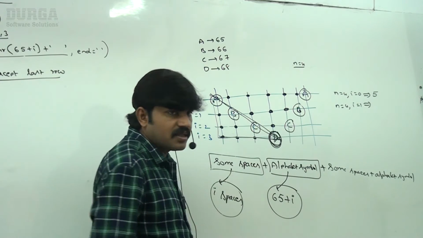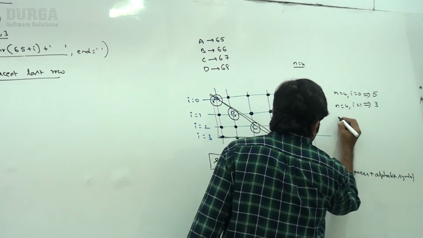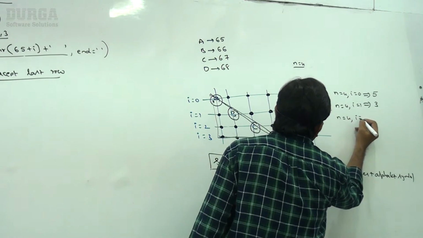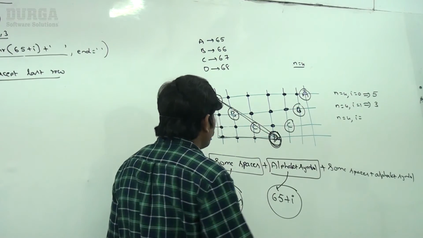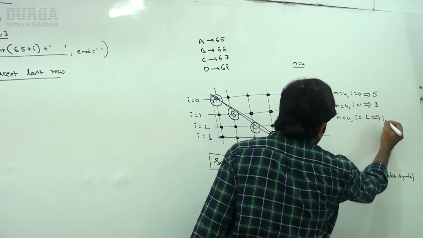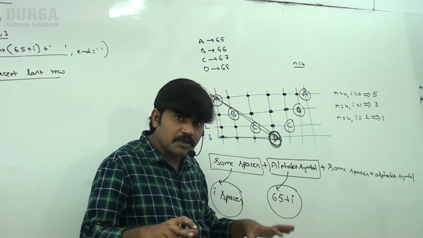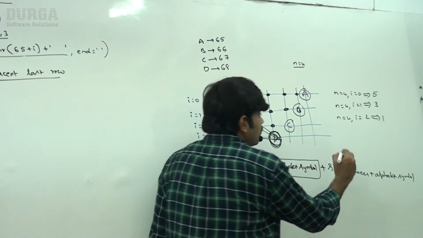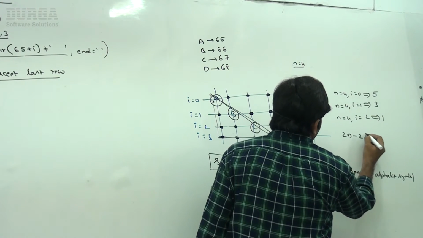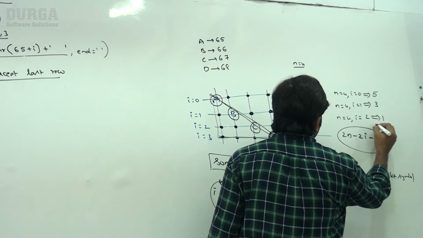How many spaces are there, sir? 3 spaces are available. N is equal to 4, I is equal to 2. How many spaces are there? 1 space is available. In every example I am covering, even the last 3 examples, I told you about this formula. How many spaces are there, sir? 2n minus 2i minus 3 spaces are there.